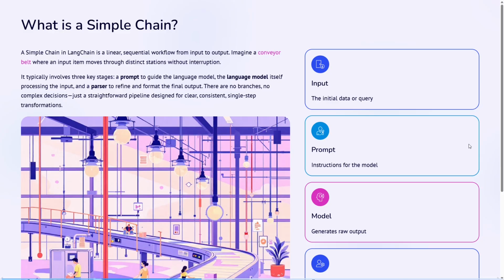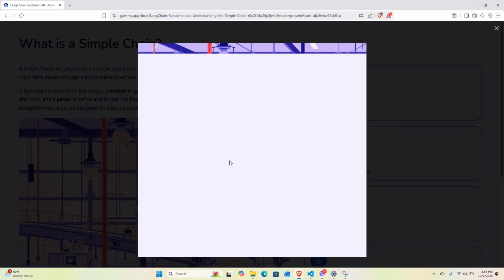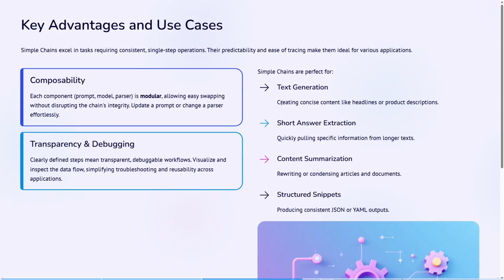Another major advantage of simple chain is composability. Each component, the prompt, the model, and the parser here is modular. You can easily swap out any one of them while keeping the chain intact. If you want a more detailed prompt, you can replace the prompt. If you want a different parser, you can swap it. The chain still behaves the same way, just with a different internal logic.